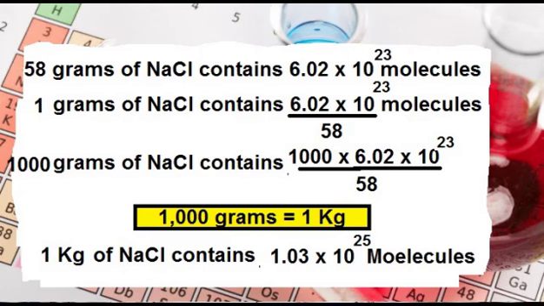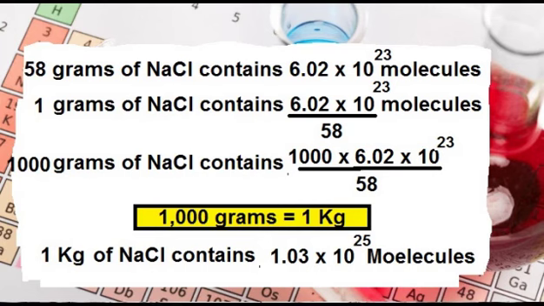It means 1 mole of sodium chloride has how many molecules? 6.02 into 10 power 23 molecules. If we compare these two equations, then we come to know that 58 grams of sodium chloride is equal to 6.02 into 10 power 23 molecules of sodium chloride.